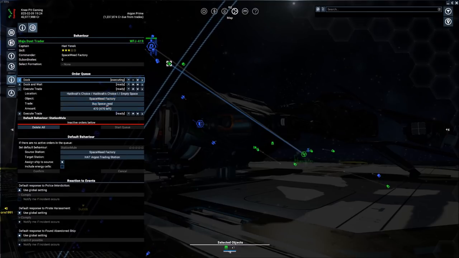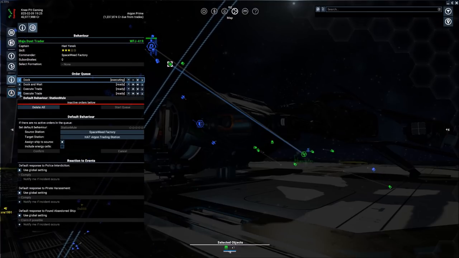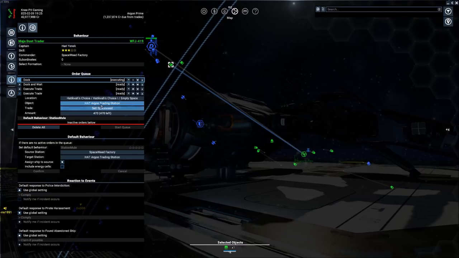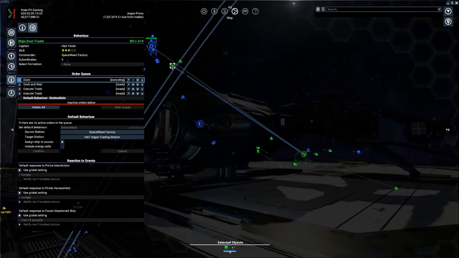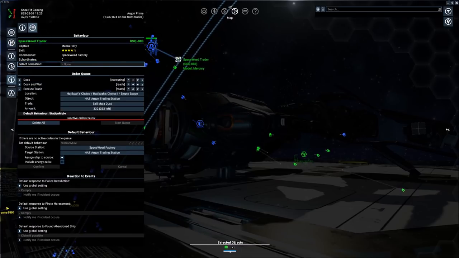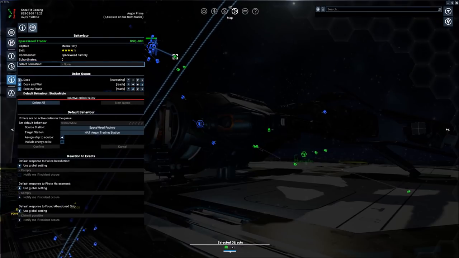station. So this guy's coming back to get some space weed, and then he's going to run it right back over to the trading station and sell all of that. So a great name for this mod, Station Mule, because he is going to go that same route back and forth. Same thing with our other trader. You can see right now he's got the dust on board. So he's taking that over to be sold. So everything is working great.